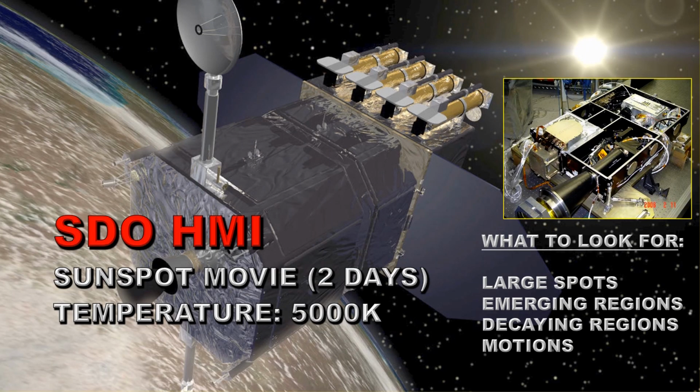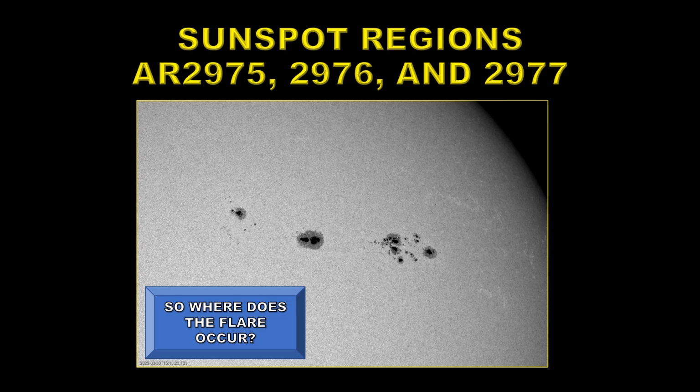Let's first take a look at the sunspots that have been inducing all these flares, and we're going to use the HMI instrument on the Solar Dynamics Observatory. This is a picture of the sunspots, and you'll see that it's not just one region, it's several regions. We have active region 2975, which is the big region on the right. 2976 and 2977 are some of the surrounding spots. But the question is, where does the flare occur?